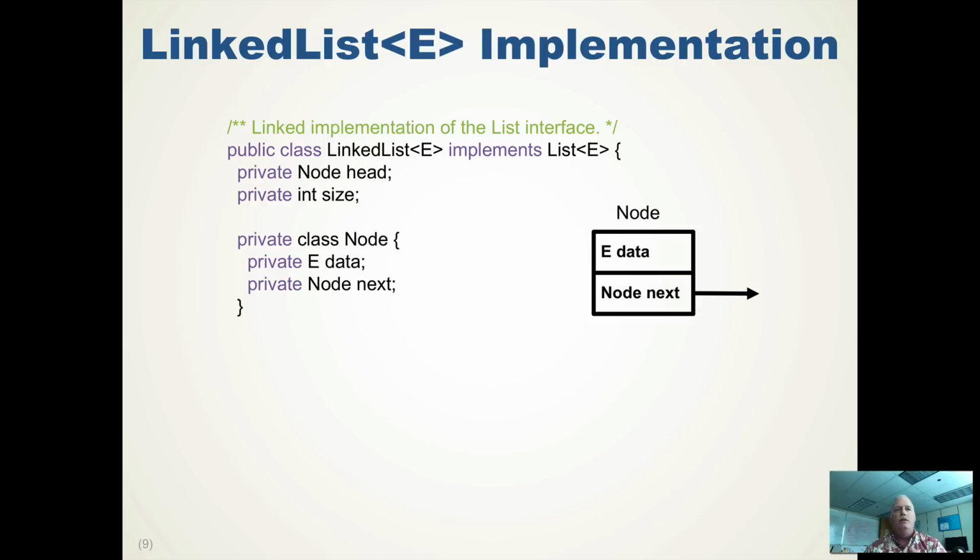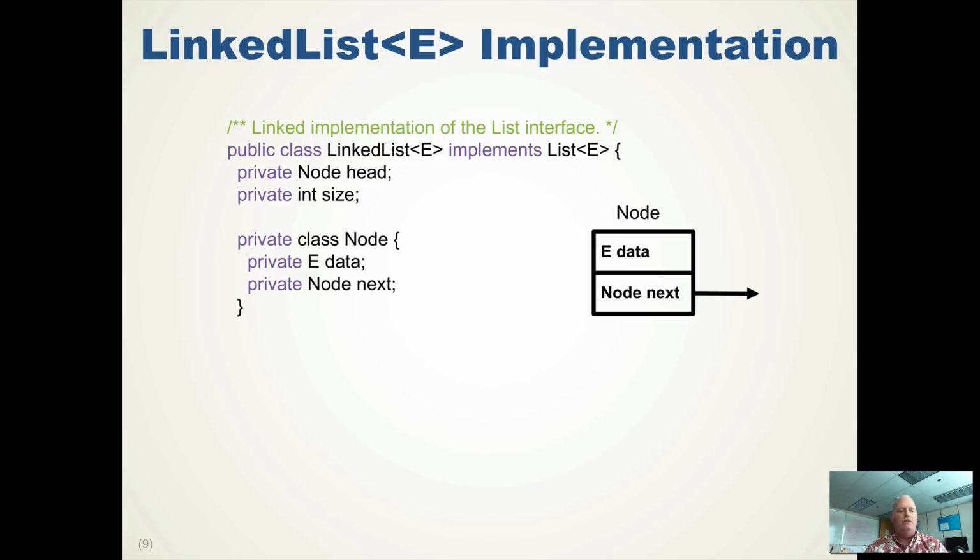So what is a node? It's a private inner class. So it's inside the linked list. The outside world does not know anything about nodes. They don't want to know anything about nodes. It's our job to keep track of the nodes. Node has a thing of type E to store the item that we're holding, and it has a pointer to the next node in the list.